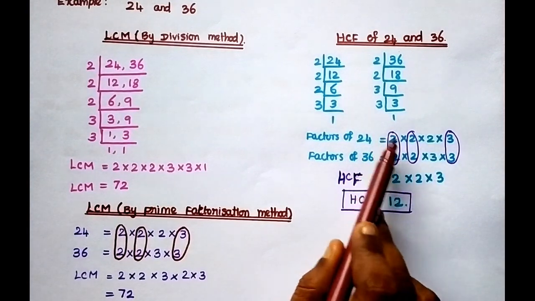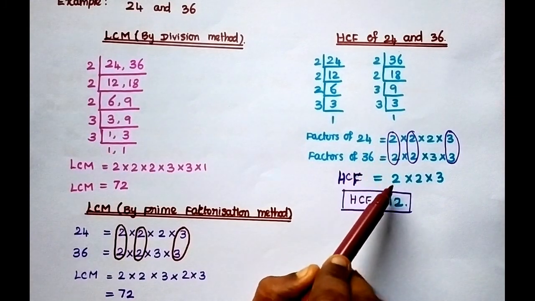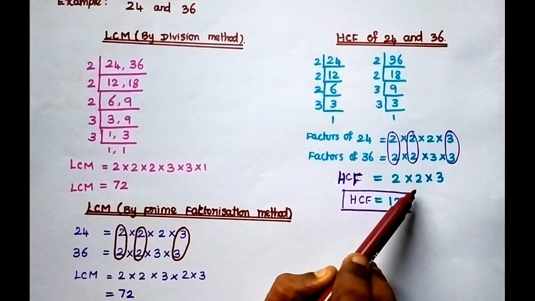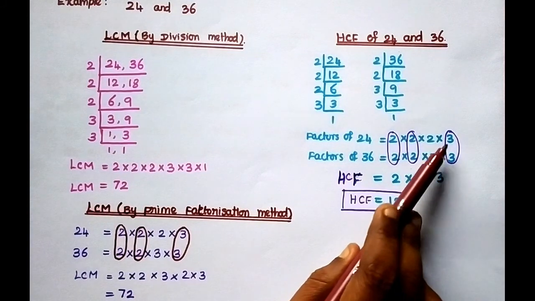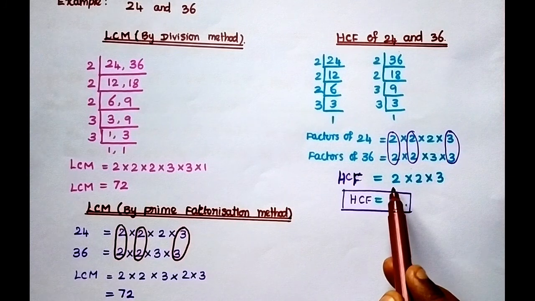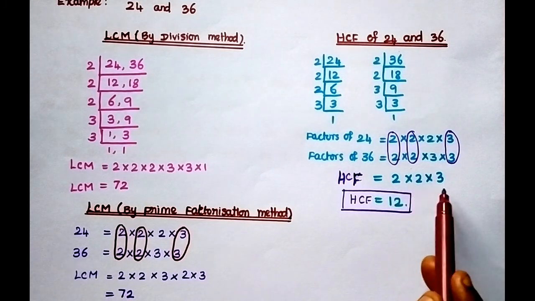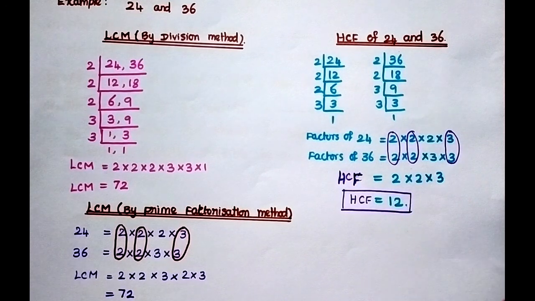Write down the common factors. Both the numbers have 2, so write down. Here also 2, write down one time, and 3, 3, so 3 one time. That only we have to multiply, and we get the HCF. 2 2s are 4, 4 3s are 12. 12 is the HCF.